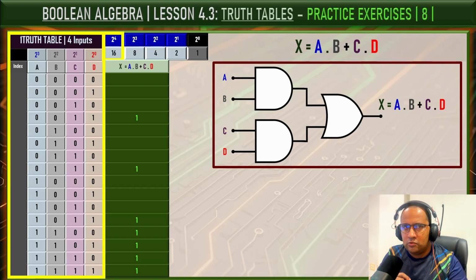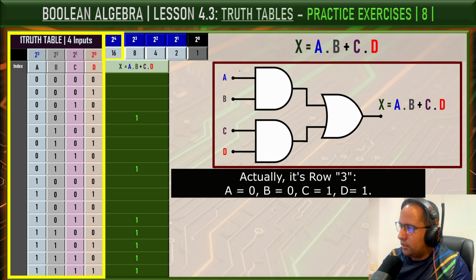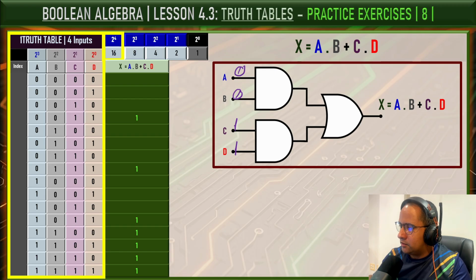Let's test some rows using logical values at the circuit. For example, let's test row 2. Okay, here we have A equal to 0 and B equal to 0, C equal to 1 and D equal to 1. So the combination 0 and 0 produces an output 0. And the combination 1 and 1 produces a logic 1 at the output. So the final output will be 1 because the combination is 0 or 1, which results in an output 1, okay? Let's test another row.